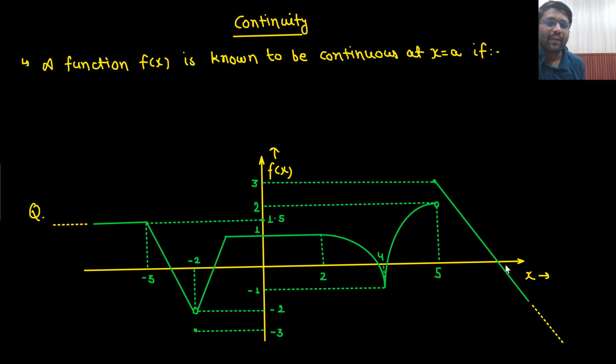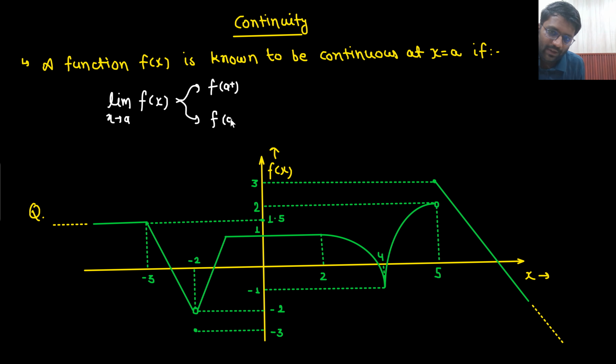What is the meaning of a function being continuous at a particular point x equals a? When you say that function f(x) is continuous at x equals a, what will you do? First of all, you will find the limit of f(x) as x tends to a. That means I need to find the value of f(a+) and the value of f(a-). If both of them are equal, then I would say that the limit exists. This much I already know: if f(a+) equals f(a-), then the limit exists.